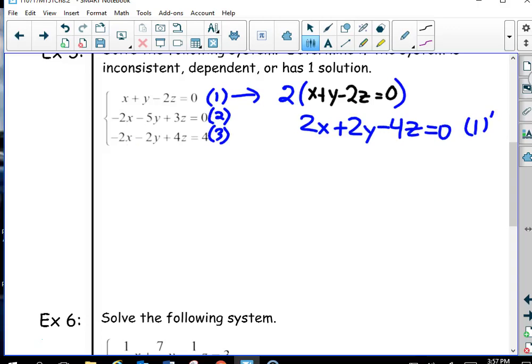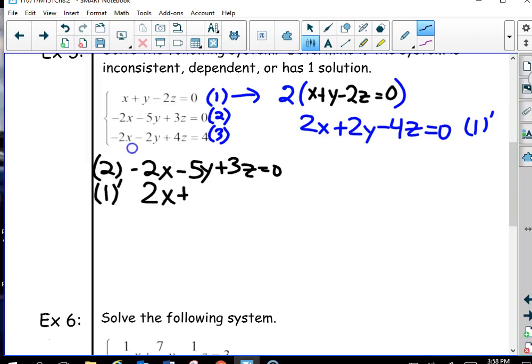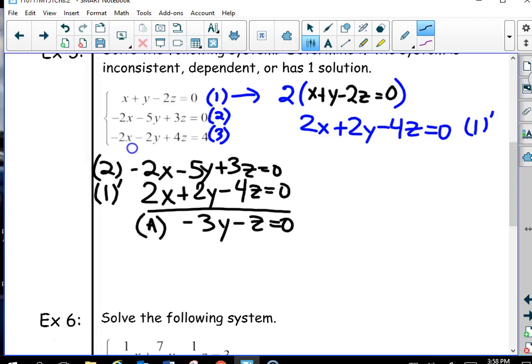So let's combine that with equation 2, negative 2x minus 5y plus 3z equals 0. Here's my modified equation 1. And I get 0x, negative 3y minus z equals 0. All right, now I'm going to take this equation and combine it with 3. Negative 2x minus 2y plus 4z equals 4.